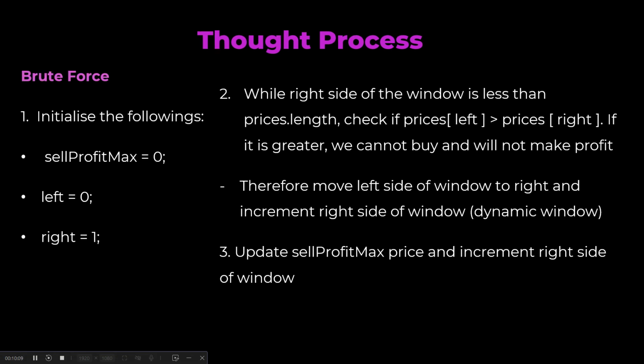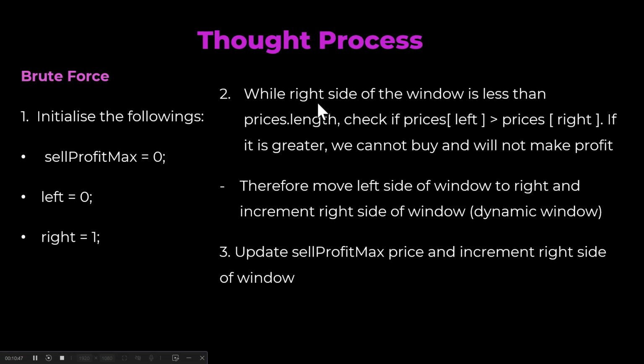So what are the steps? It is not a brute force approach, so that's not it. This should be sliding window. So pretend that this is sliding window, and we are summarizing what we have gone through. So we first initialize these. So what are these? Sell profit max, to keep track of the maximum profit that we are going to make, and left is for the left side of the window, right is for the right side of the window, so 0 and 1.